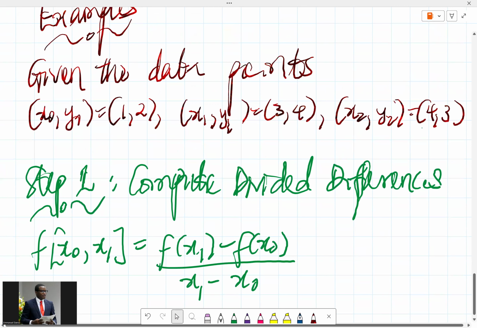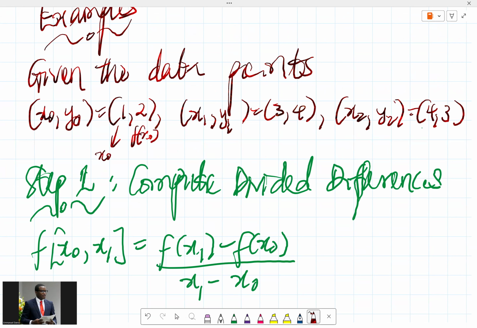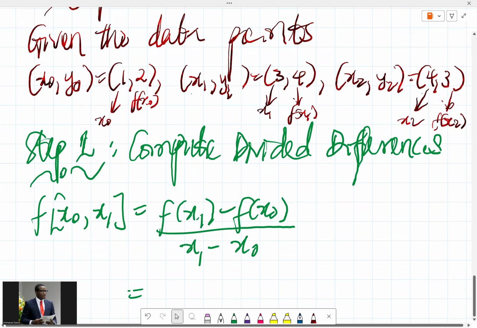What this simply means, if you look at all of these things, is this is x naught, and this is f of x naught, because y naught is f of x naught. This is x1, and this is f of x1. This is x2, and I should be talking about the values themselves. So 4 is x2 and 3 is f of x2. Okay, so that's the idea. So f of x1 here is 4.